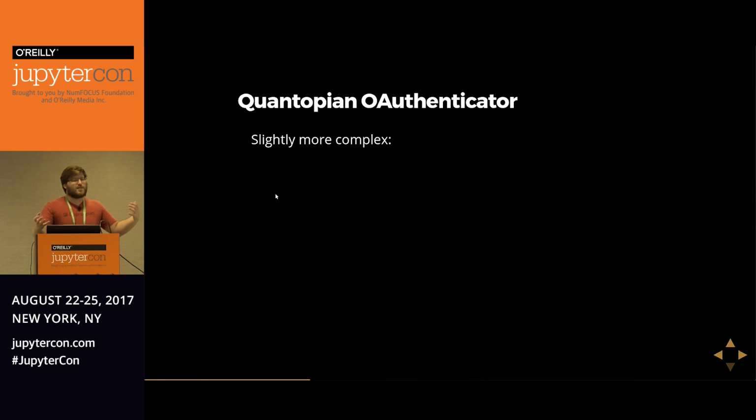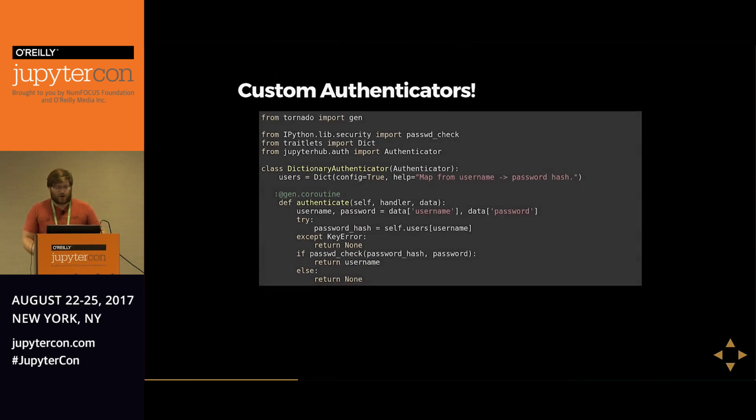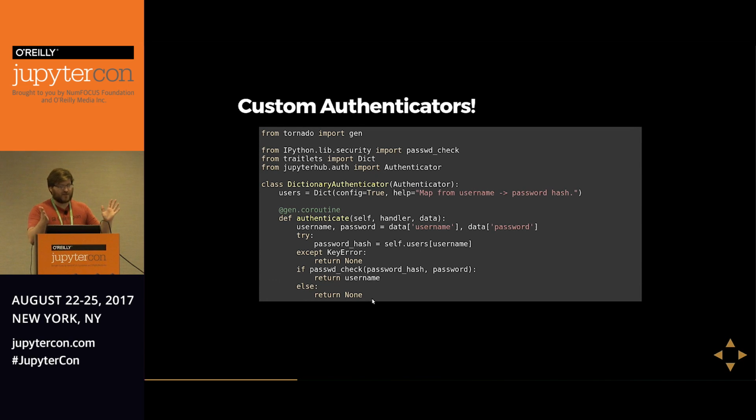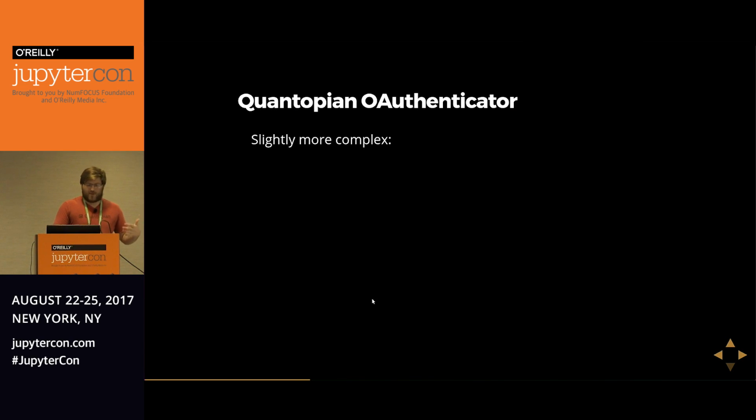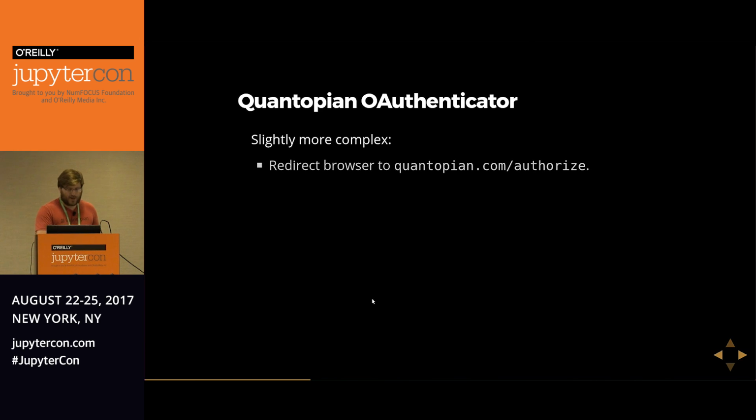So what we want to do is have some authenticator implementation that knows about Quantopian and knows about users' Quantopian identities. There's a fairly common and well-established protocol for having one website provide information about another website's users, which is OAuth, or open authentication. So we can just make Quantopian an OAuth provider and then use OAuth to authenticate our users. The authenticator is a little bit more complex than this dictionary auth. This fits on a slide. The authenticator is maybe 200 or 300 lines of Python, but it's still relatively compact.